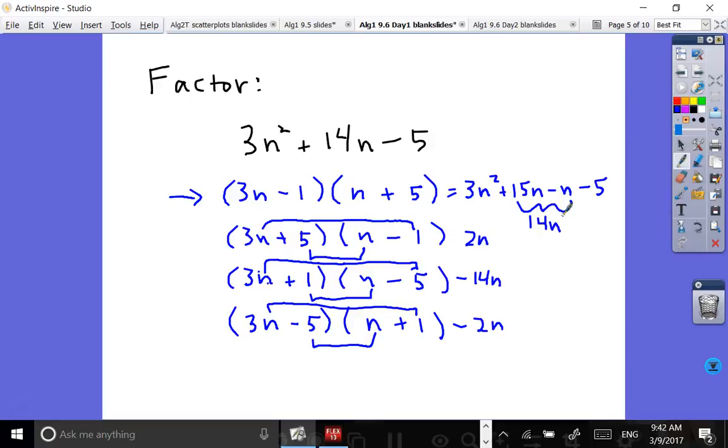Three n times n is 3n squared. I'm not quite understanding that. That's this one here. 3n times negative 1 is negative 3n plus 5n, 2n.